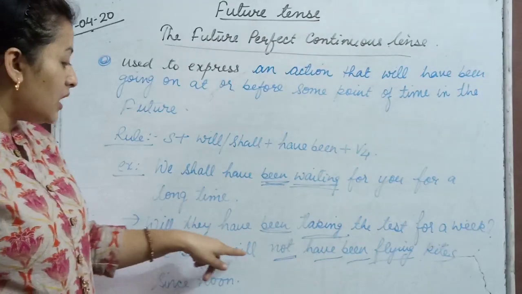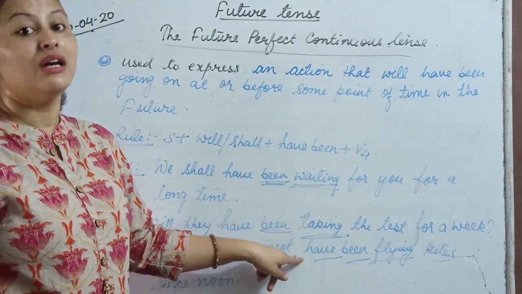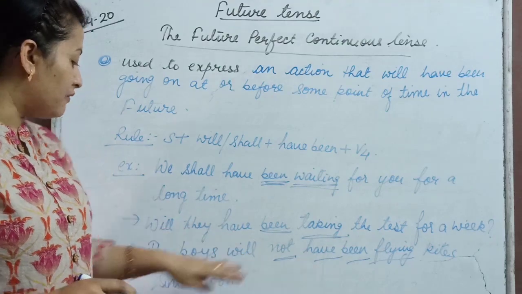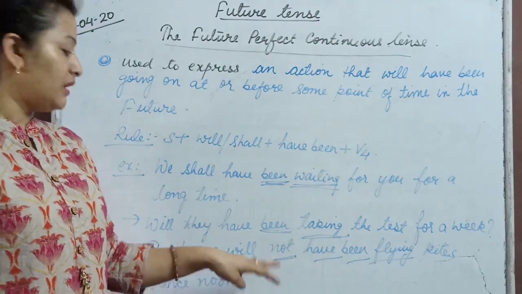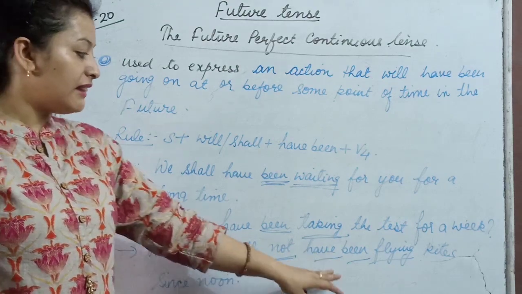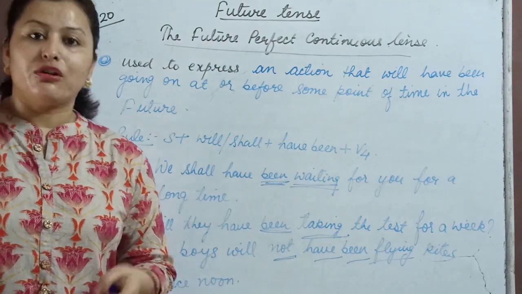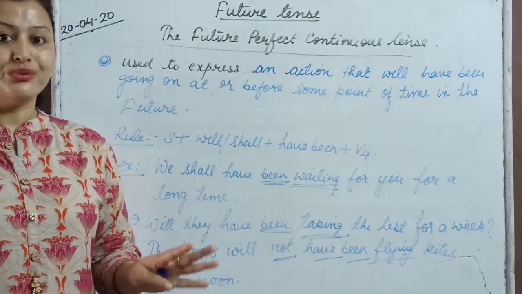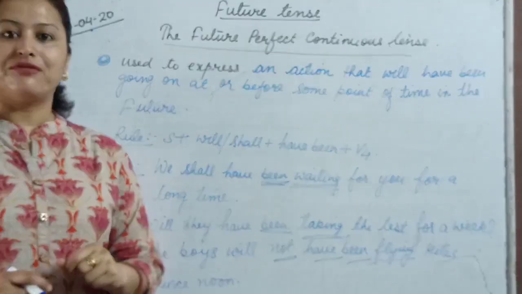The boys will not been have flying. Sometimes we write this way, which is not correct. Okay, so be careful. The boys will not have been. Not will come first and then have been. Frankly speaking, the future perfect continuous tense is hardly used nowadays. So this is all about our future tense, but still.